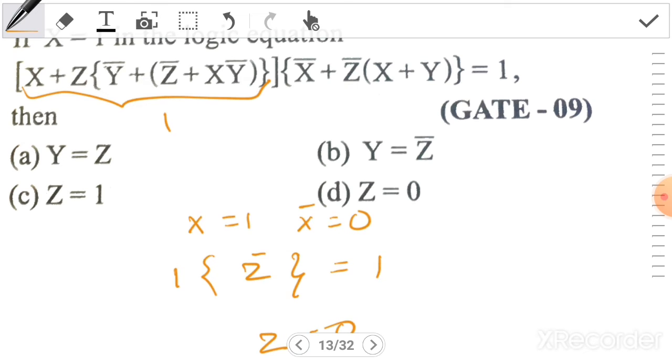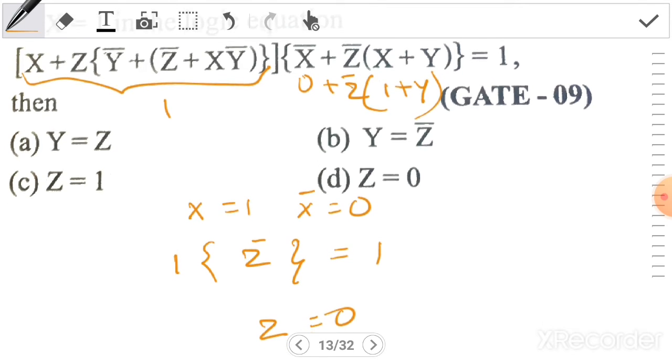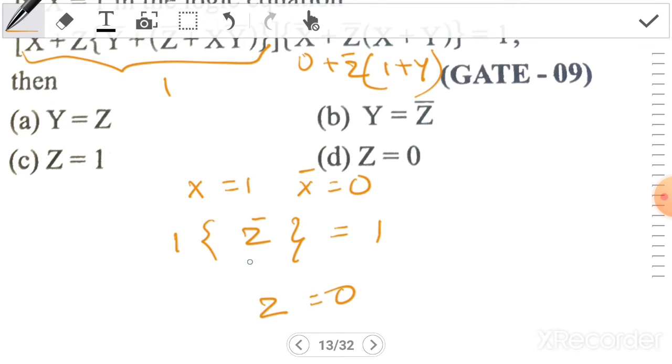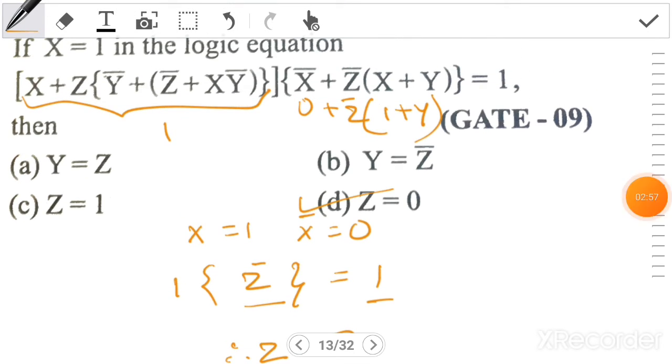I repeat, since x is 1, 1 plus anything is 1. So this reduces to 1. And here x complement is 0. So plus z complement x is 1, 1 plus y, which is 1 again. So the equation is reduced to z complement is equal to 1. That gives z is equal to 0. So D is the answer. Next question.